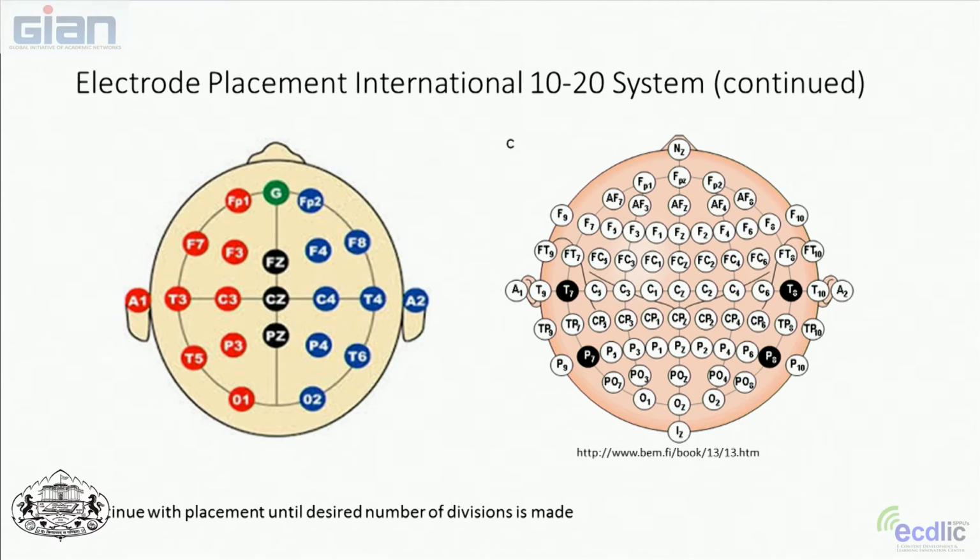So in the case of a few electrodes, you might end up with what you see there on the left. If you want to do higher density, then you might end up with what you see there on the right. So you continue with placement until the desired number of divisions is made. So you can see where this would take a long time and the benefits of using a cap or a net at this point.